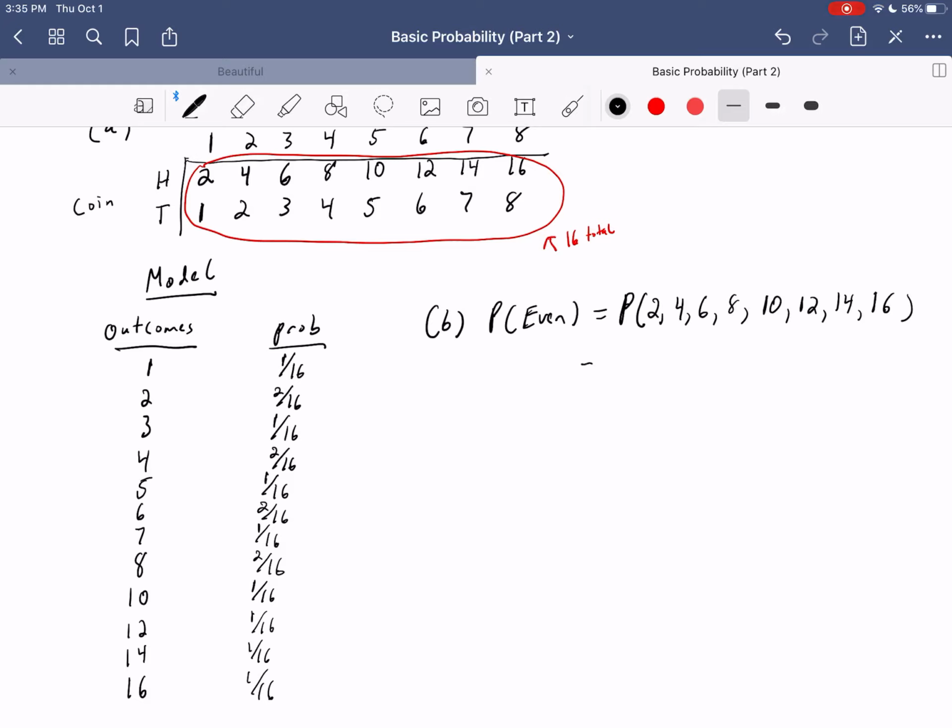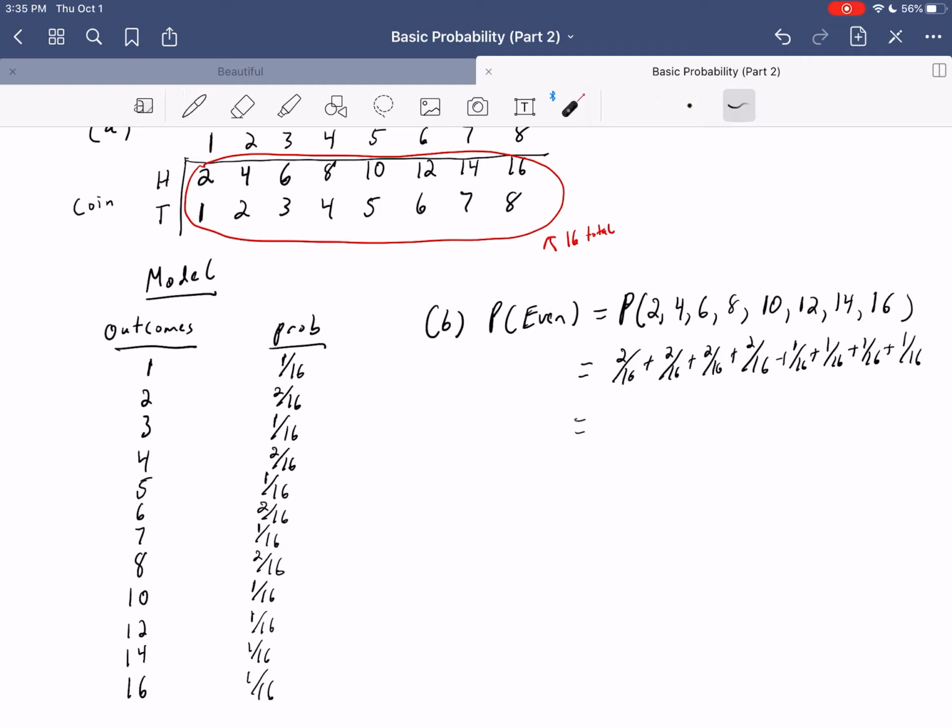So we can just add those probabilities together. 2 out of 16 plus 2 out of 16 plus 2 out of 16 plus 2 out of 16. For 2, 4, 6, and 8, those all had 2 out of 16. And then 1 out of 16 for all the remaining ones. So plus 1 out of 16 plus 1 out of 16 plus 1 out of 16 plus 1 out of 16.